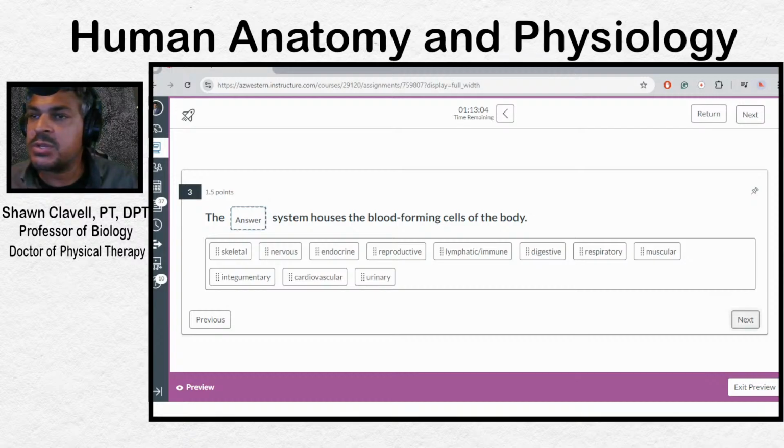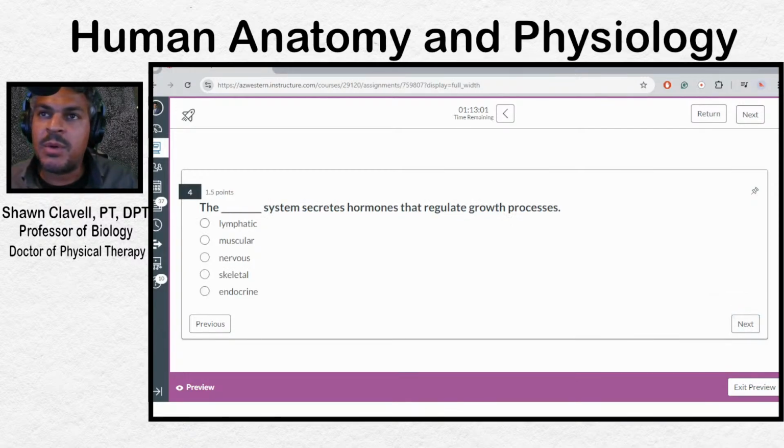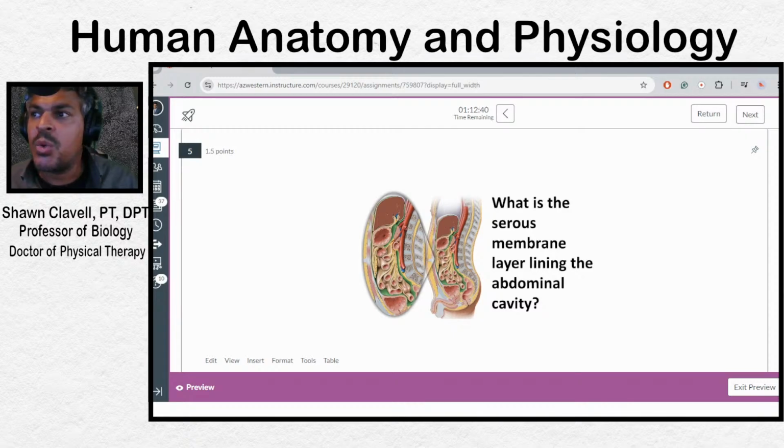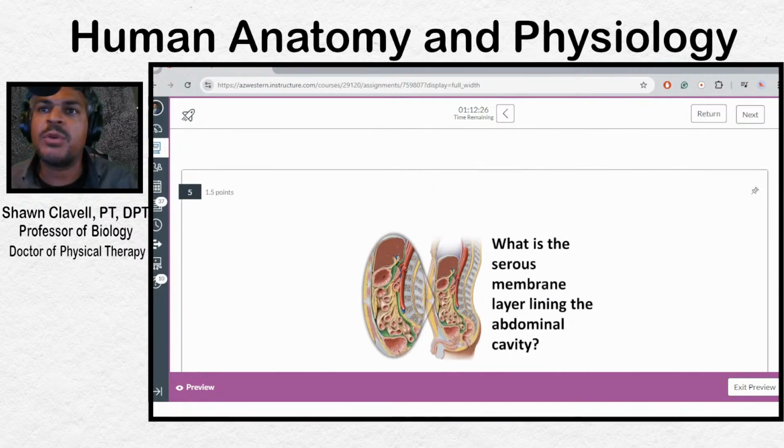This is a multiple choice question, while the previous one was also a multiple choice question related to different body systems. So the blank system secretes hormones that regulate growth processes, right? So which of the systems, lymphatic, muscular, nervous, skeletal, or endocrine, secretes hormones that regulate growth processes? And then finally, I'll give you 5 on the preview here. What is the serous membrane that lines the abdominal cavity?